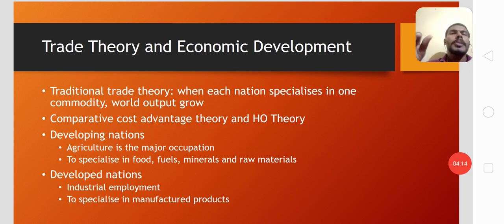The core of this presentation is trade theory and economic development. We know the trade theory. Trade theory is the theory explaining how a nation gains from trade, why a nation engages in trade, and how trade happens between two nations on certain commodities. This is the core of trade theory, which may be traditional trade theory or modern trade theory.